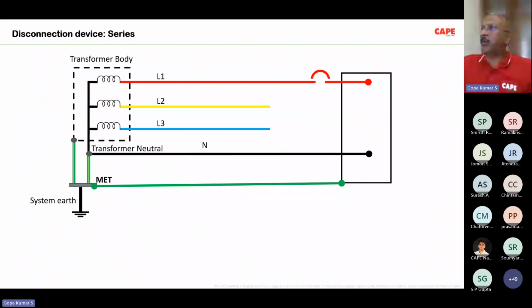So what you are seeing on the screen, I hope the screen is visible, sir. The screen is visible, sir. Yes, yes, visible, thank you.